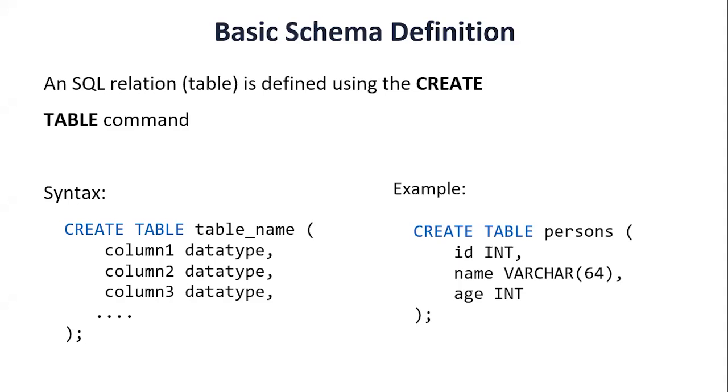Then followed by a comma, we have the second column name and the type would be varchar 64. So that means we can have a maximum number of characters 64 as the name, and anything less than that should be okay. Then the third column would be age, and again it's an integer. And then we close the opened parenthesis and end with a semicolon. This is the whole SQL command or the query for creating a table.